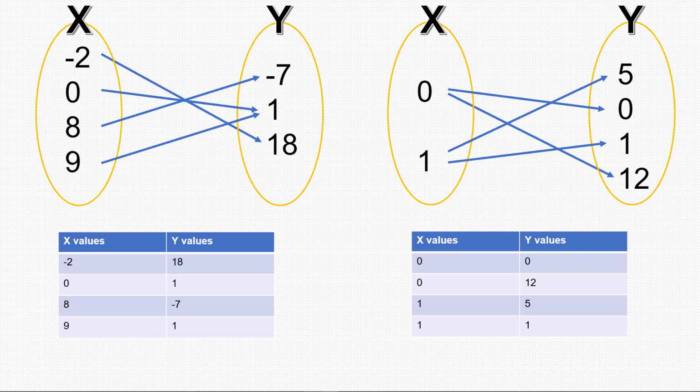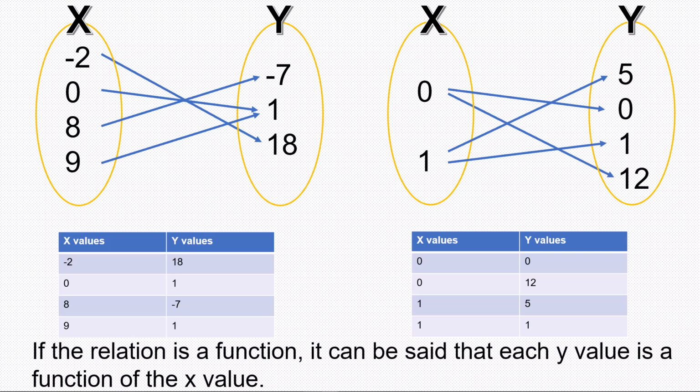The x values are like input values into a process, and the y values are like the results of the process. If the relation is a function, it can be said that each y value is a function of the x value. You will hear this terminology quite often from here on in this course.